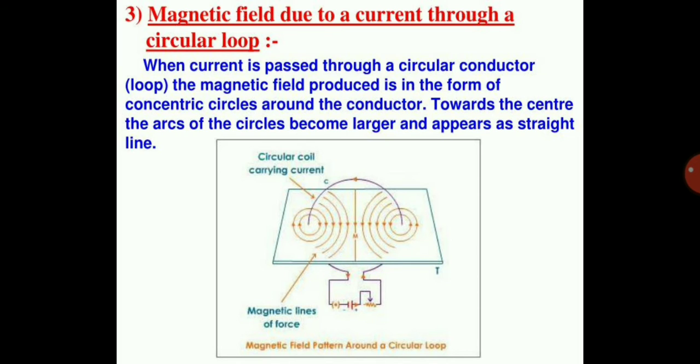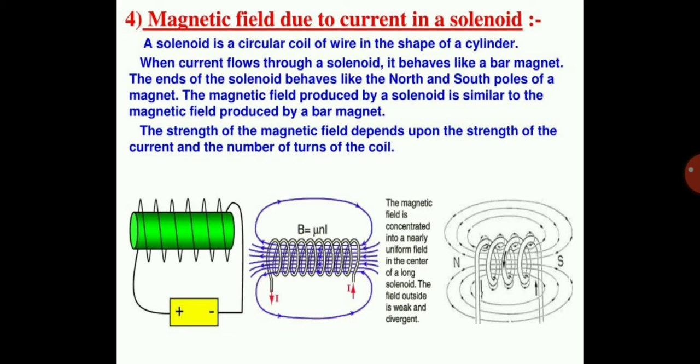So what conclusion can you draw from this experiment? When the magnetic field is induced due to current through a circular loop, the magnetic field is produced in the form of concentric circles around the conductor, and as we go away from the conductor, these lines appear as a straight line. That means the magnetic field is becoming less and less. So this was about the circular loop.